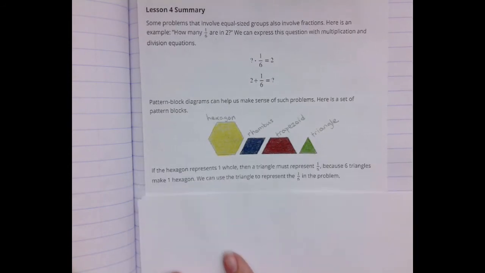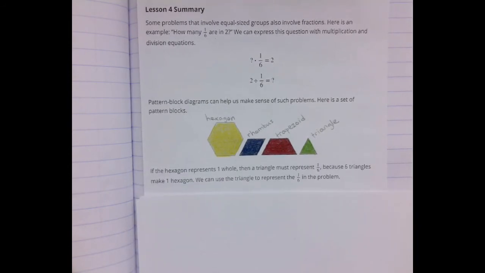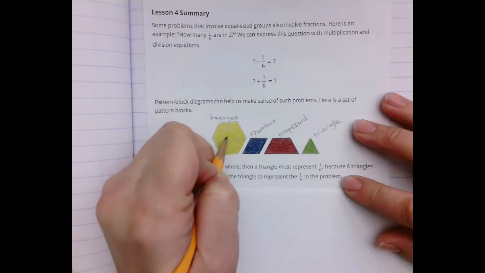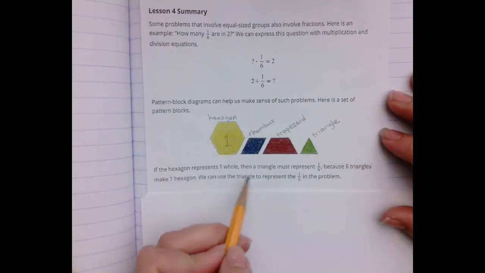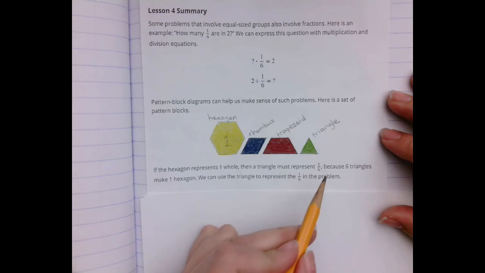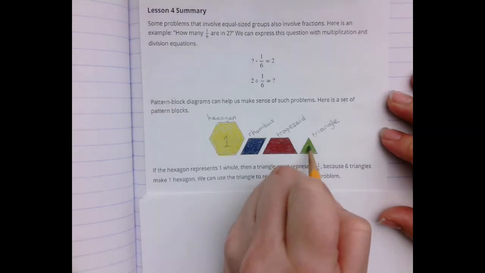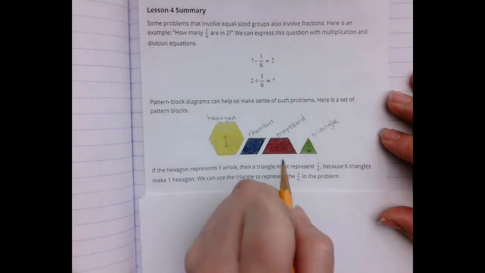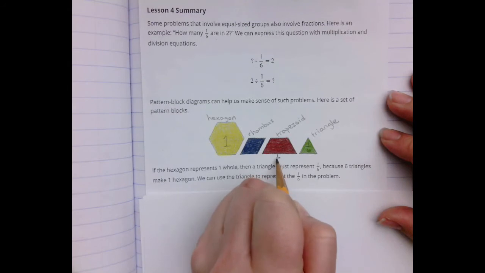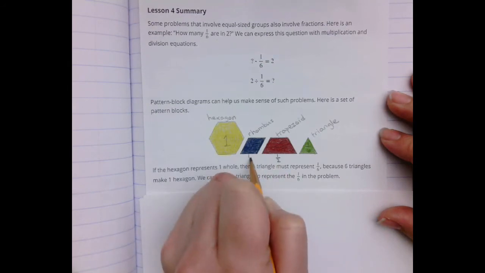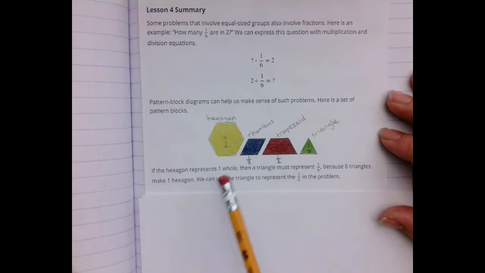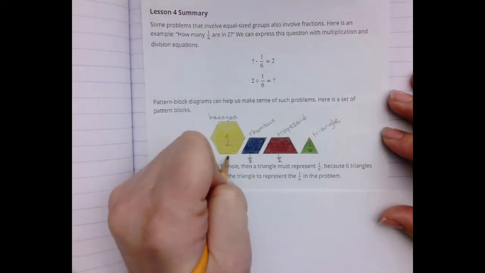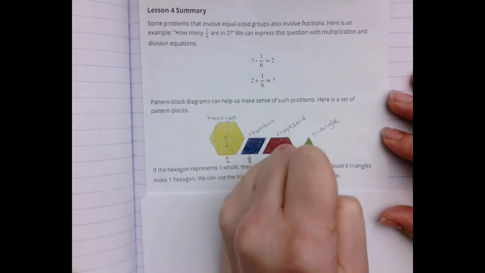If the hexagon represents one whole, so this is our 1, then the triangle represents 1/6, because today in class we saw that 6 triangles made the same shape as that yellow hexagon, so that's my 1/6. We know that this, I'm going to write underneath, this was 1/2 and this was 1/3. So we have 1 whole, 1/3, 1/2, and 1/6. Now that that's there, I don't like that some of them have numbers inside and some of them don't.